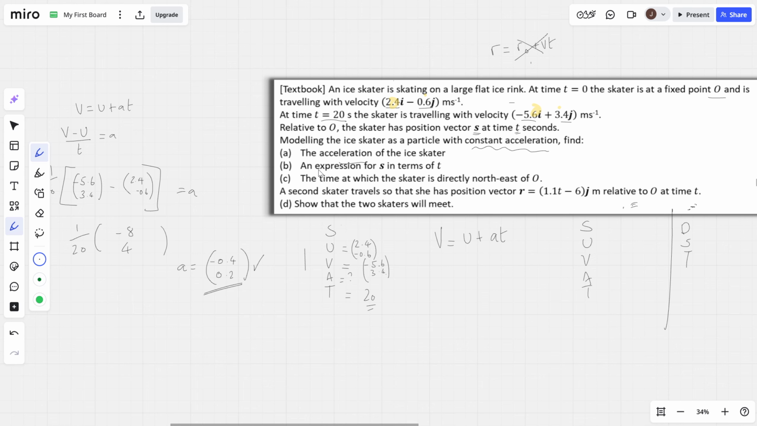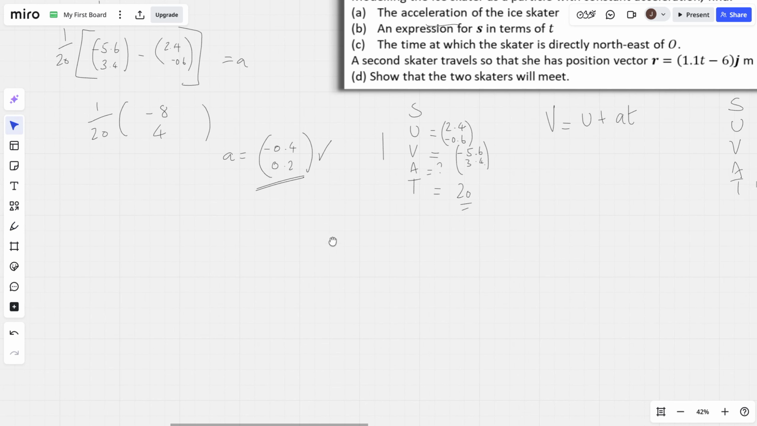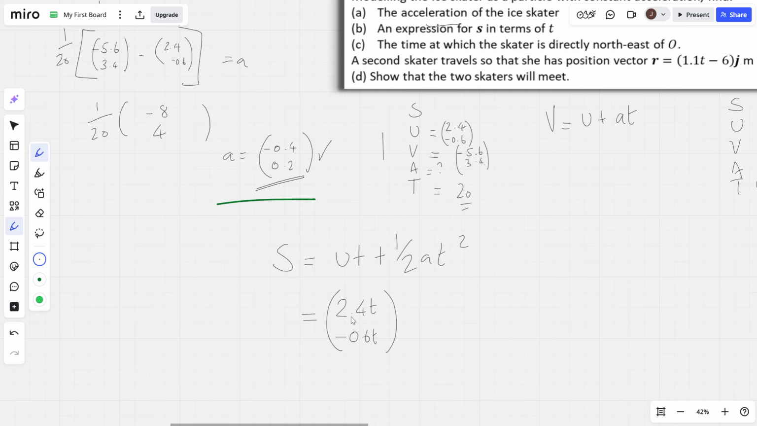It says find an expression for S in terms of T. So what they're getting at here is now we know the acceleration value. This acceleration value is going to be the same for the whole question. So if I do S equals UT plus half AT squared, I can ignore this V bit now and I can just do 2.4T minus 0.6T. So that's the U and the T bit put together, yeah? Plus a half of the A.